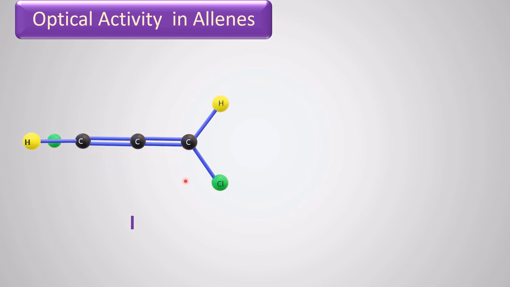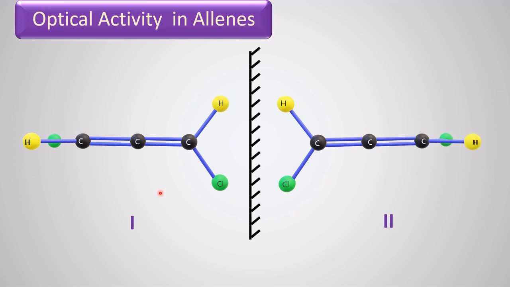Now we'll draw the mirror image of this structure 1, that is the ball and stick model, and we again get a mirror image of this. Now if you see this structure, this chlorine is going away from the observer, the hydrogen is coming towards the observer, and this hydrogen and this chlorine are in the plane of the paper. Now we have to check whether structure 2 is superimposable on structure 1.